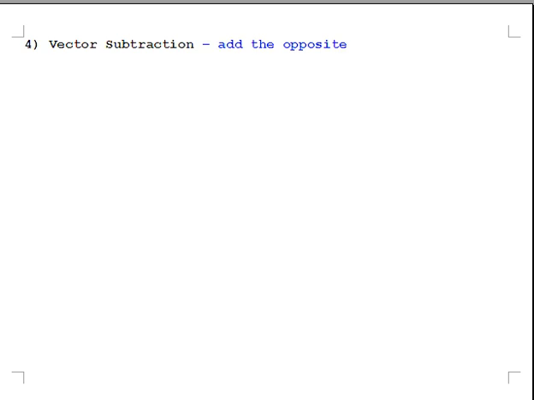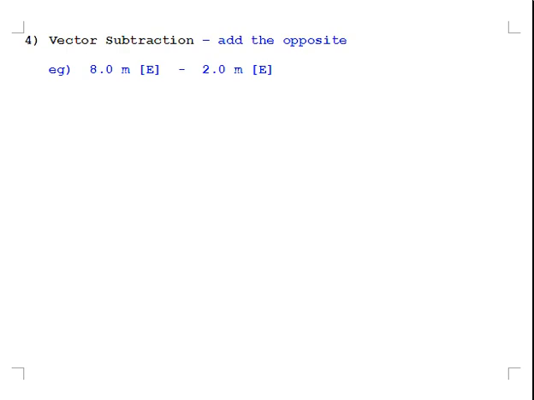Now, what about subtracting vectors? It turns out we don't really subtract. We're going to do something kind of cool that you already know how to do. We're going to do something called add the opposite. So subtracting vectors actually turns into adding vectors.